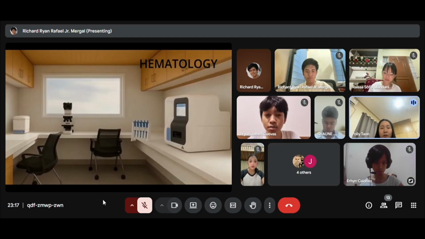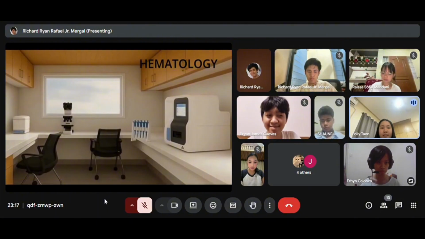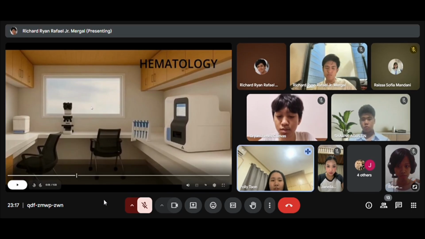Key tests include the complete blood count, which measures major blood components to help diagnose anemia, infections, and blood cancers. Blood smear examines cell size, shape, and structure, and coagulation tests such as PT, PTT, and INR evaluate the blood's ability to clot and are used to monitor bleeding disorders and anticoagulant therapy. These tests rely on instruments like hematology analyzers, coagulation analyzers, microscopes, and centrifuges, all supported by strict quality assurance.